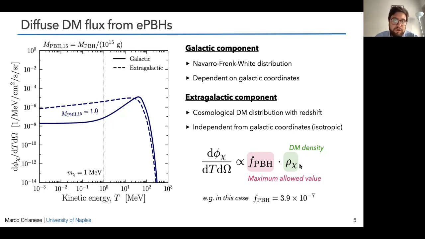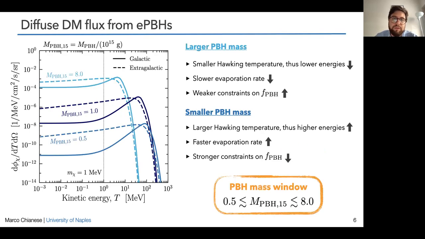So this flux of dark matter particles, which again are relativistic given the high kinetic energies shown in this plot, also depends on the PBH mass, as you can see here in this plot on the left, and in particular for larger PBH mass, for example, for 10^15 grams in light blue. In this case, we have a smaller Hawking temperature, which means that the dark matter particles are produced at much smaller kinetic energies. They have a slower evaporation rate, which suppresses the flux, but on the other hand, heavier PBH are affected by much weaker constraints on their abundance. So this is why the flux at the end is the highest.